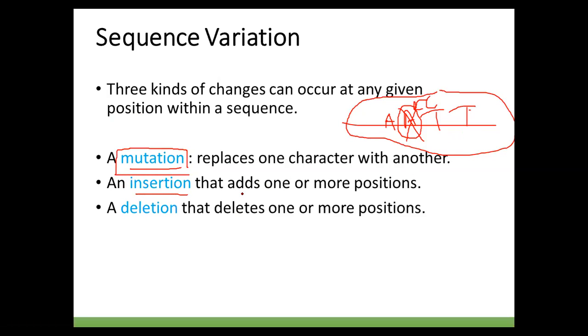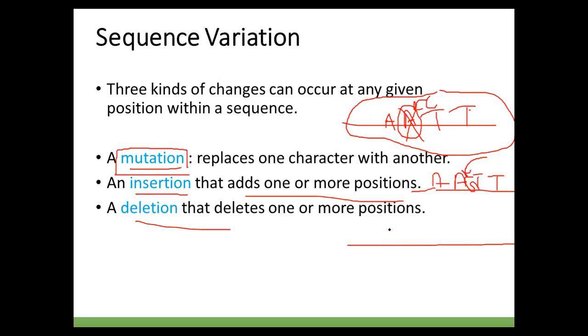Insertion is that which would add one more position. So in insertion, let's assume that we have A, A, T, T again. In insertion, some character would come here: A, G, T, T. That would add one position. And in deletion, if you have A, A, T, T, that would actually delete a T. Now we have A, A, T only.